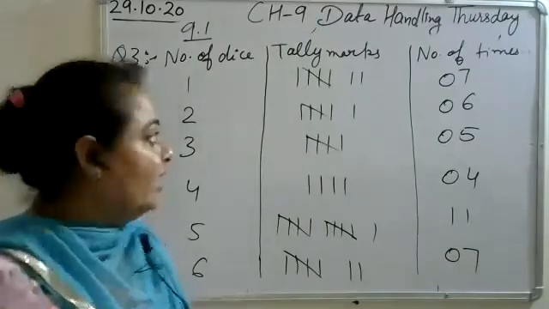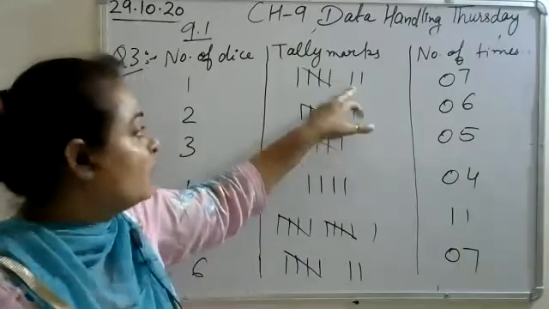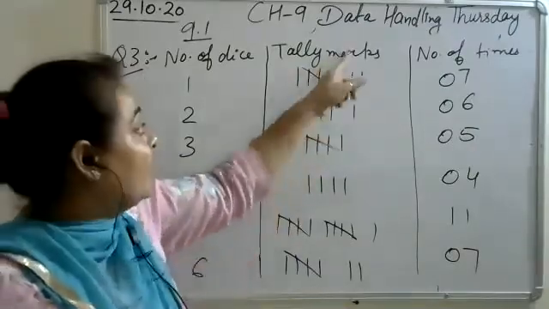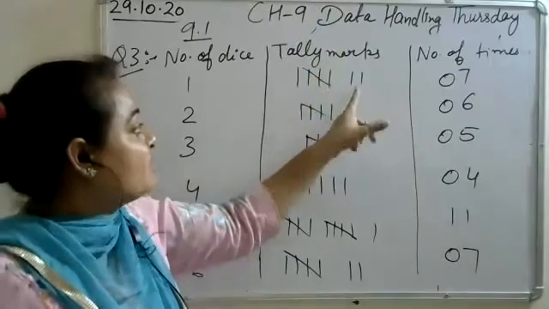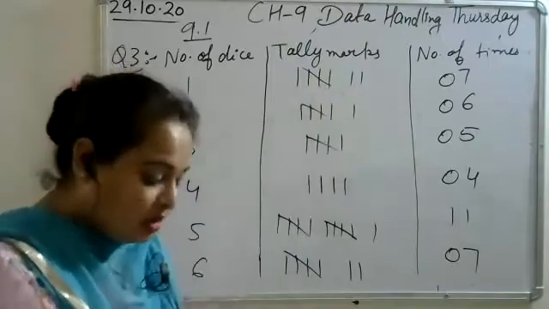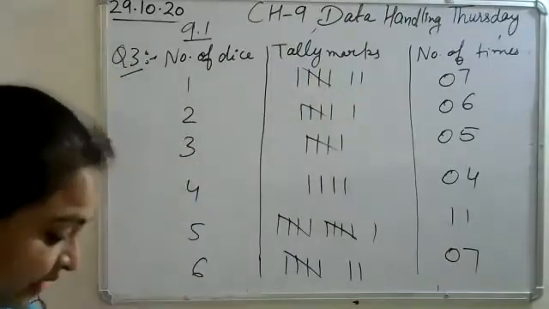Whenever you are writing the sixth line, give some gap. After writing 5 in tally marks, when you start the sixth line, give a gap. Okay. Now this is your table.